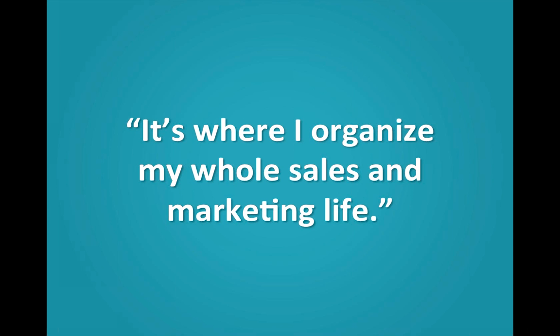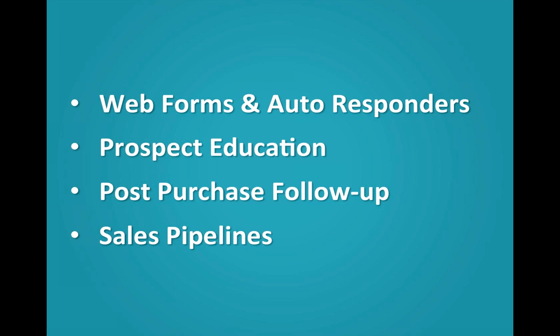Now, what do I mean when I say, this quote here, it's where I organize my whole sales and marketing life? That's pretty ambiguous, so let's get a little bit more specific. These are the types of things that I'm talking about. Number one, web forms and autoresponders. Using web forms to capture new leads on your website and having autoresponders, automatic emails, go out to them. We can create those within the campaign builder.